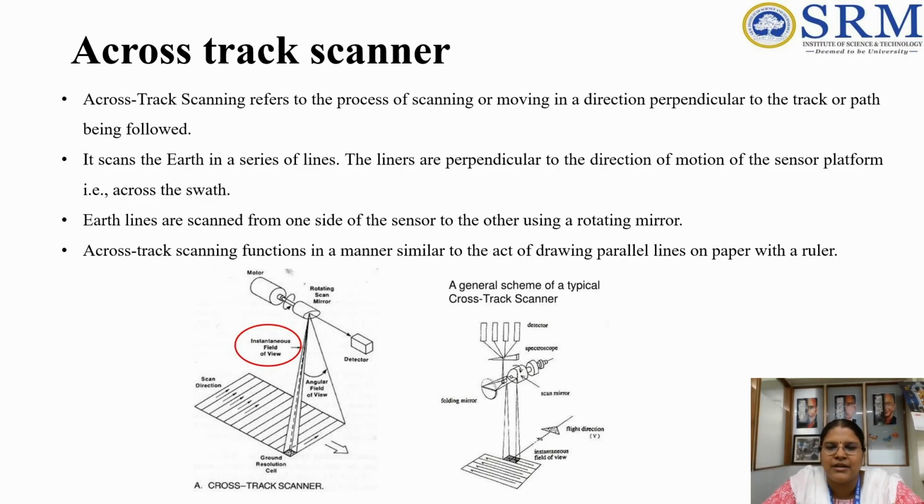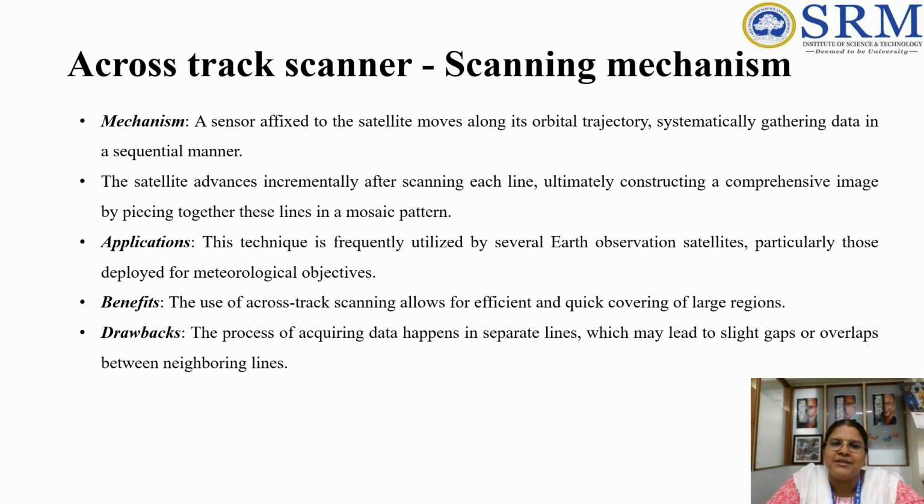So the schematic representation of an across-track scanner is shown here. With the help of a motor, the mirror will be rotated and the angular field of view will be scanning all the information on track in a perpendicular manner. And the mechanism is like the sensor is fixed to the satellite, which is moving along the orbital trajectory and systematically gathering the data in a sequential manner.